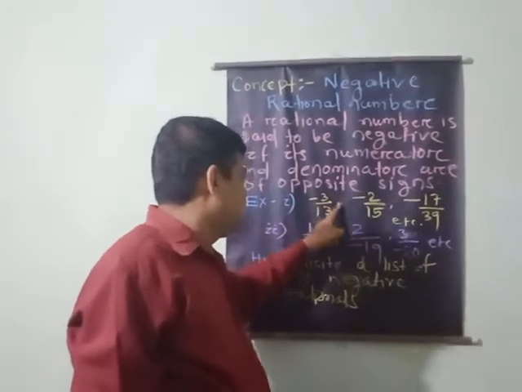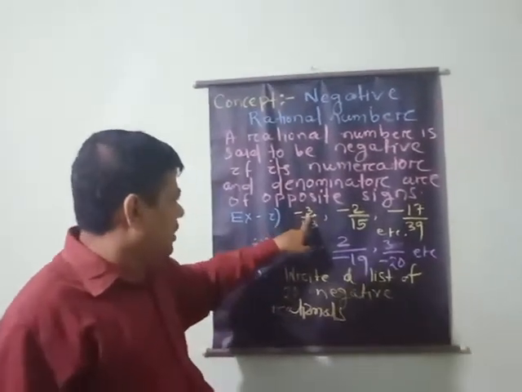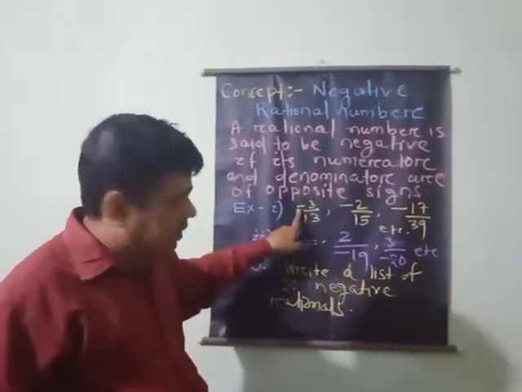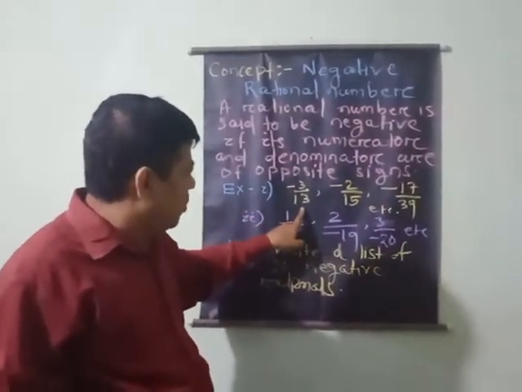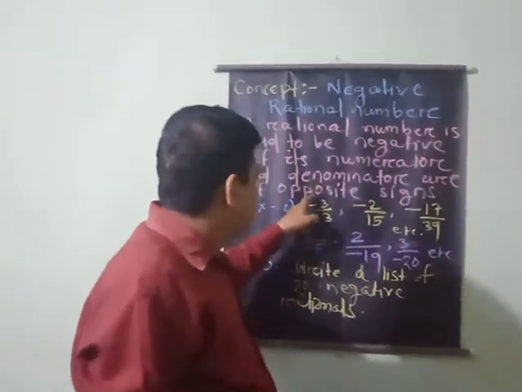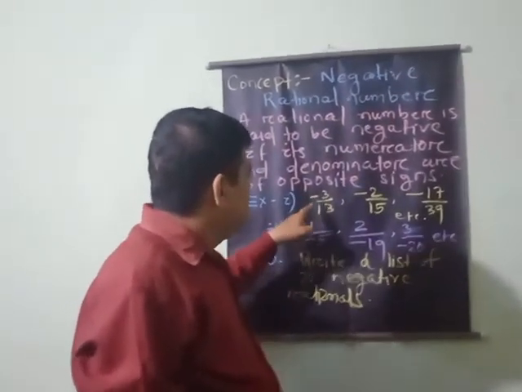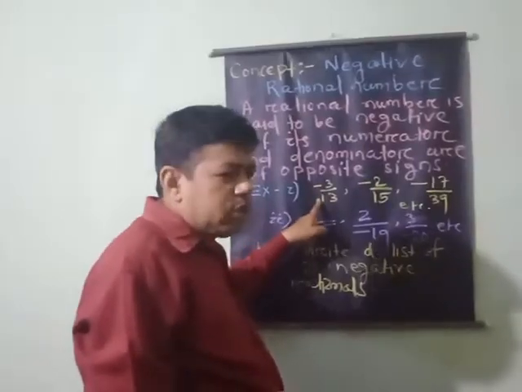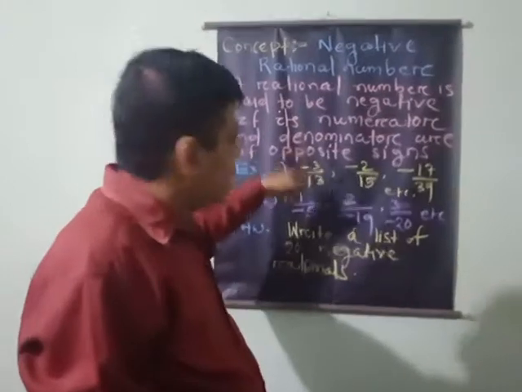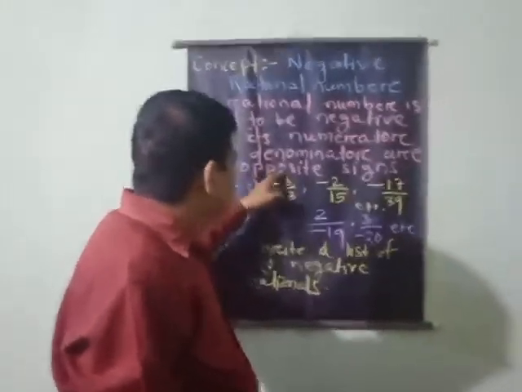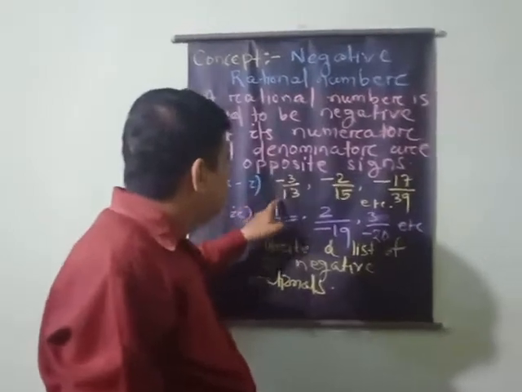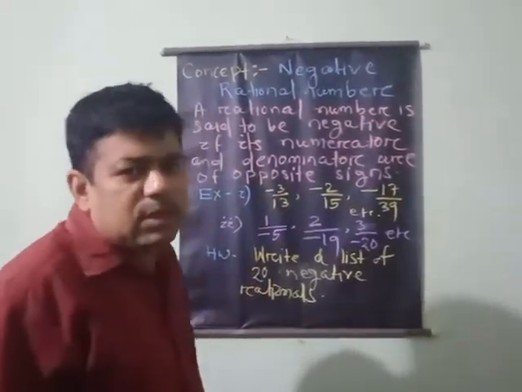Here, minus 3 by 13. What is the numerator? Minus 3, carrying a negative sign. The denominator is what? Plus 13, which is a positive sign. So the numerator has a negative sign and the denominator a positive sign. So minus 3 by 13 is a rational number having opposite signs in the numerator and denominator. So minus 3 by 13 is a negative rational number.